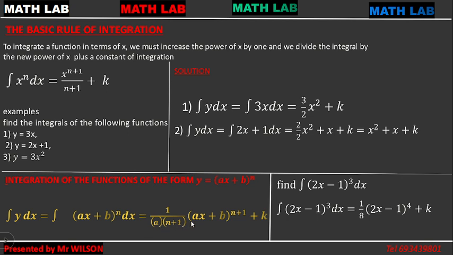If you want, you can just take a paper and copy the formula. You'll be applying it, and it will help you. So you're going to get 1/8 (2x - 1)^4 + k. Now let us pass to the next part.